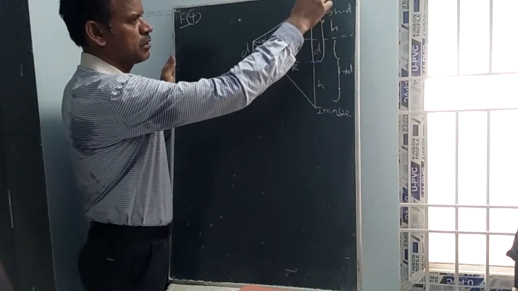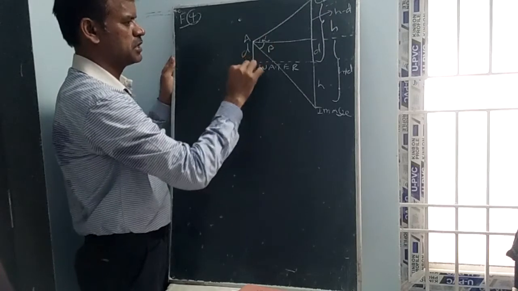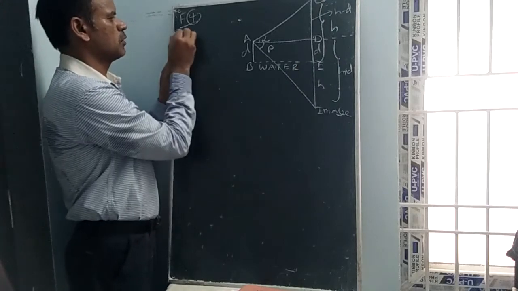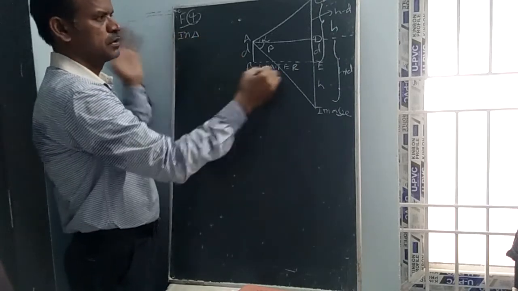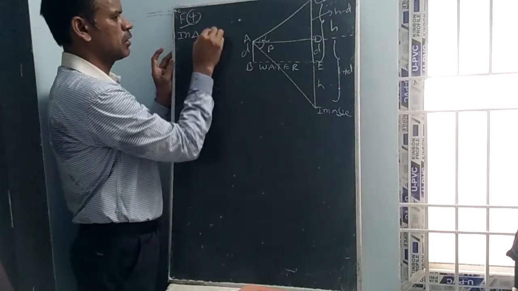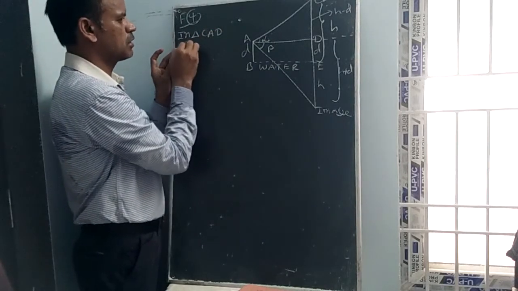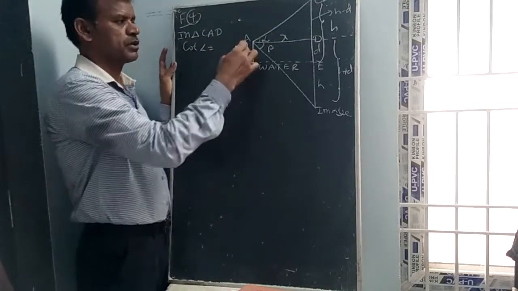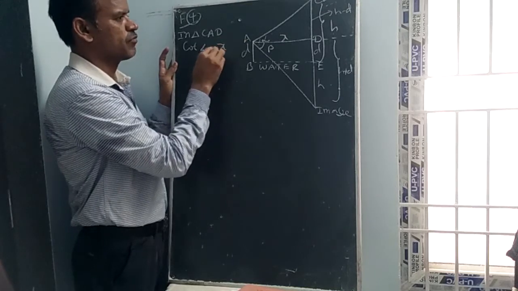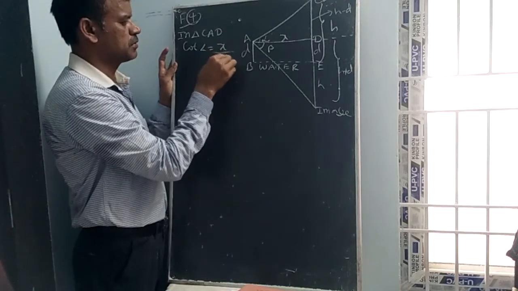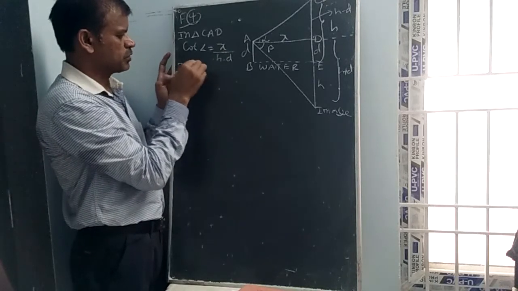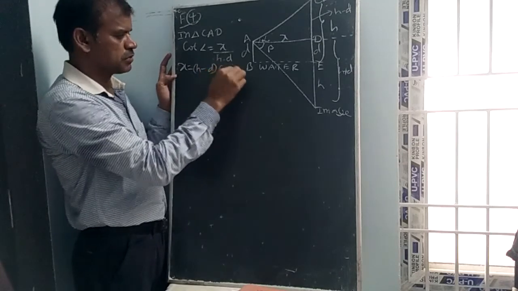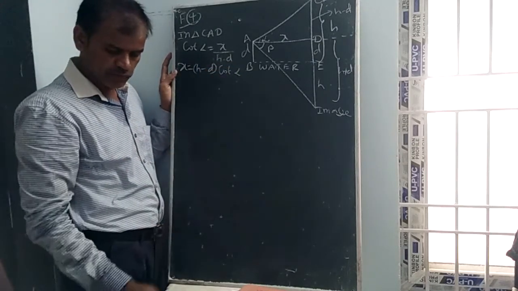Now put the names: cloud C. Let us write this as A, B, that is C, D, E, F like this, E, I. Now in triangle CAD, cot alpha is equal to, let the distance between A and D be x. Cot alpha is equal to x by h minus d. So x is equal to h minus d into cot alpha.